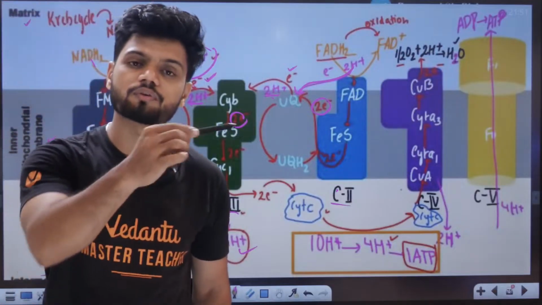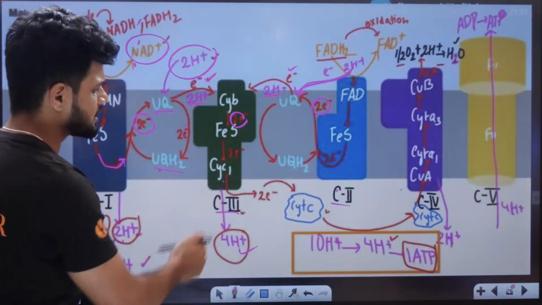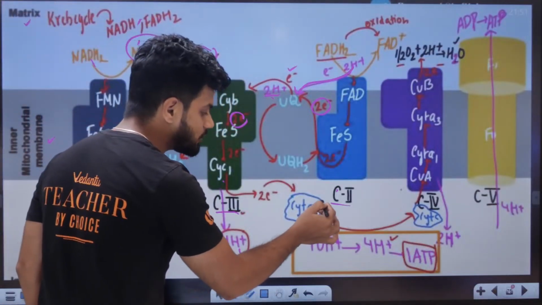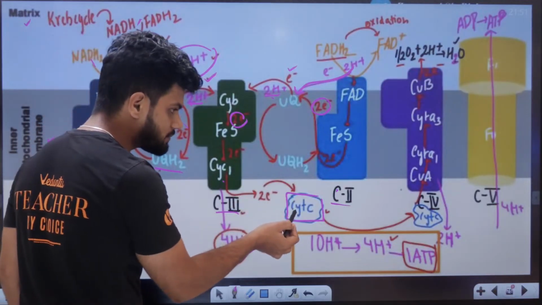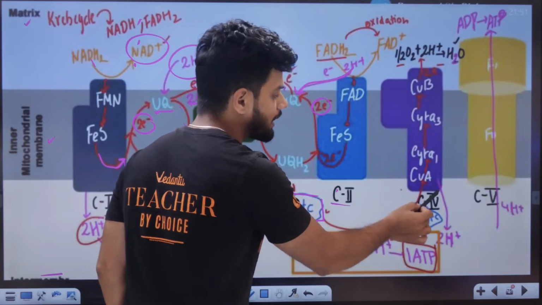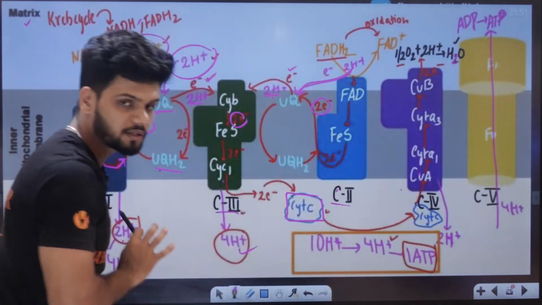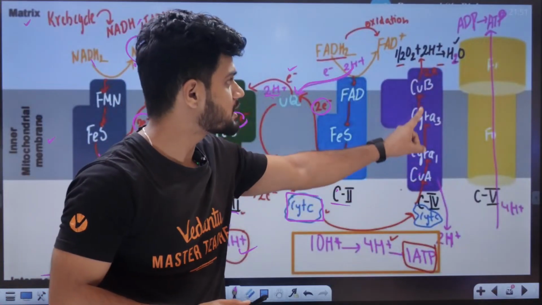From your house, you're going to a friend's house. You take a cab, a taxi, a bike. Same way, a taxi is being taken here. The taxi here is cytochrome C, the mobile carrier. So all the electrons are loaded to the cytochrome C. Cytochrome C travels to complex 4 and releases the electrons. Electrons are sent there.